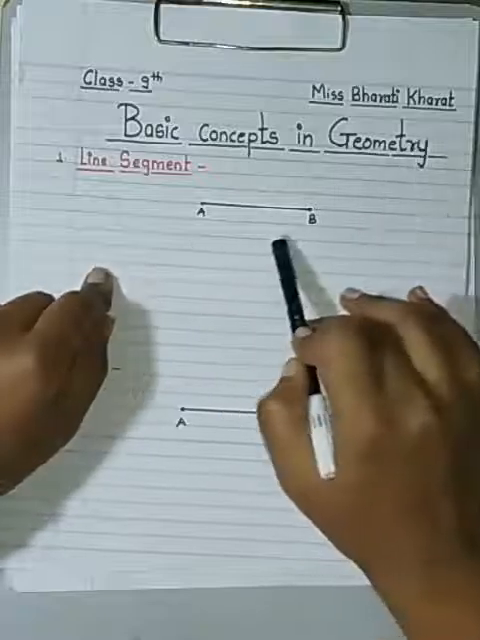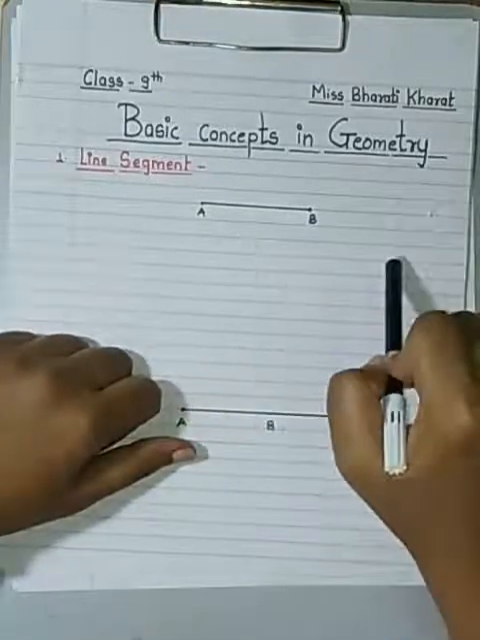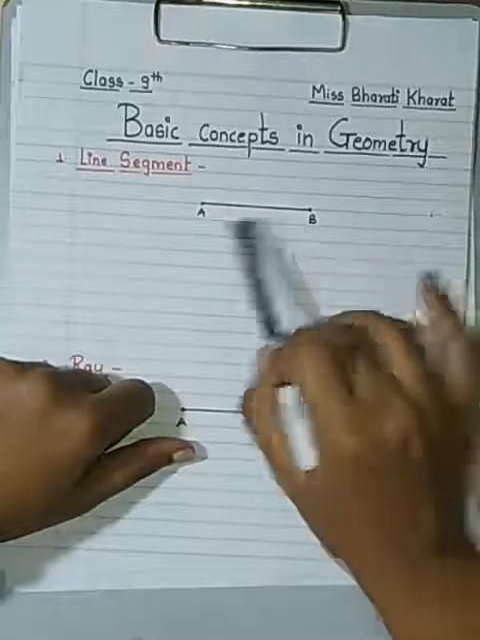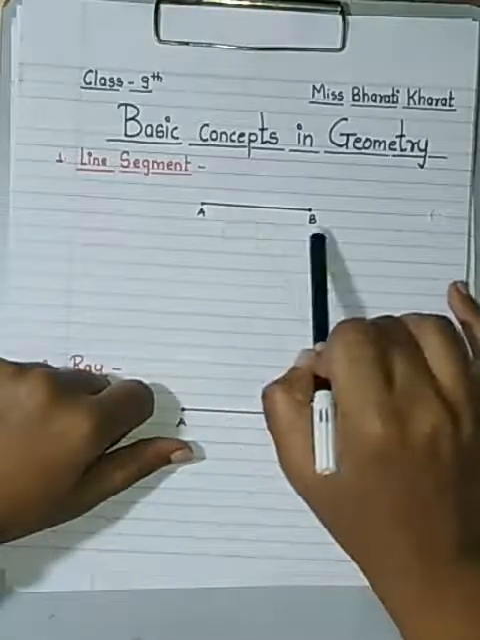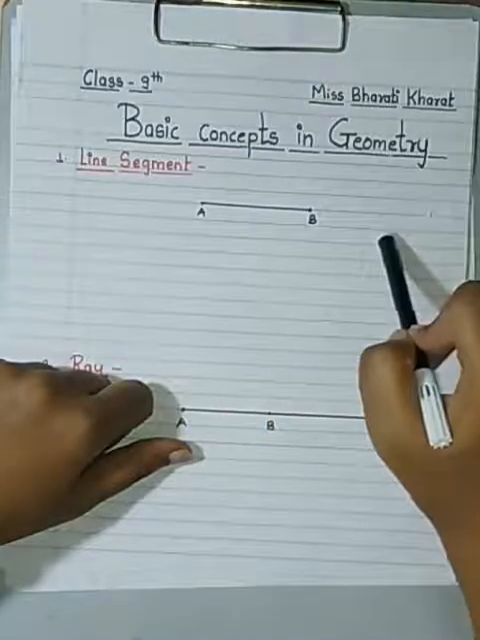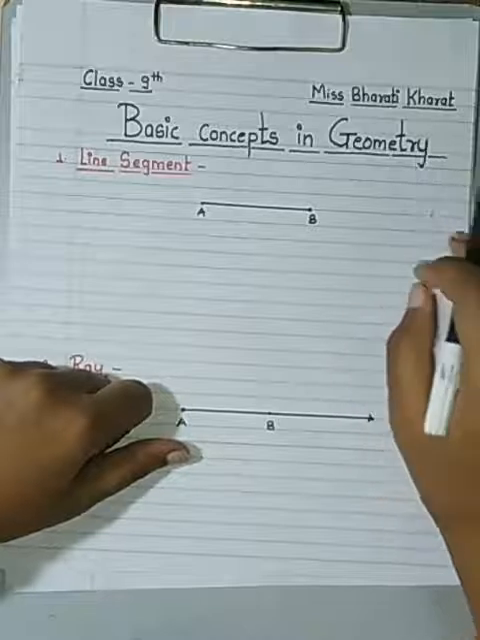We can measure its length. A line segment is a part of a line, it has 2 end points. You can see here A and B are the end points of this line segment, and we can measure the length of the line segment. Is it clear till here? This is the traditional definition of a line segment.